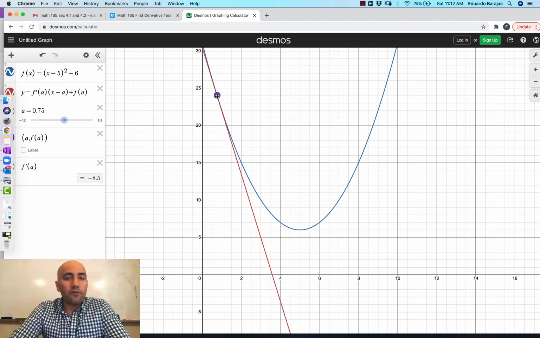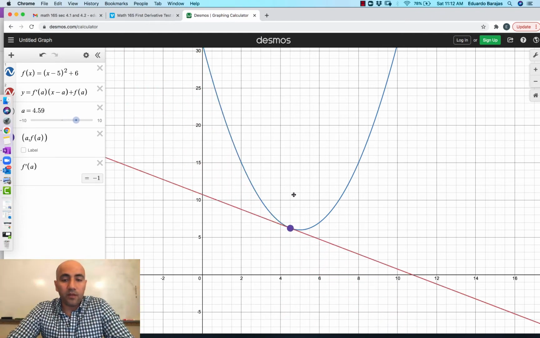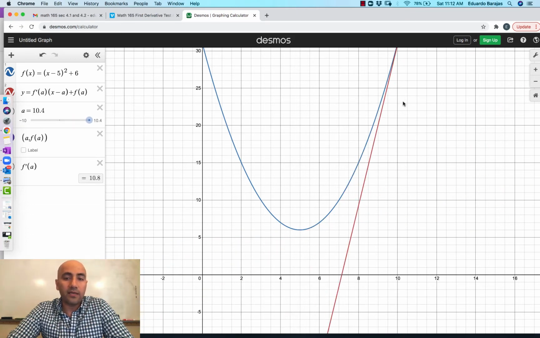I started off over here, always from left to right, the way we read. We have a big negative slope. Then we have a much smaller negative slope. Then we have 0. And then we have a small positive slope. And then we have a big positive slope. Okay, so let me write that down.